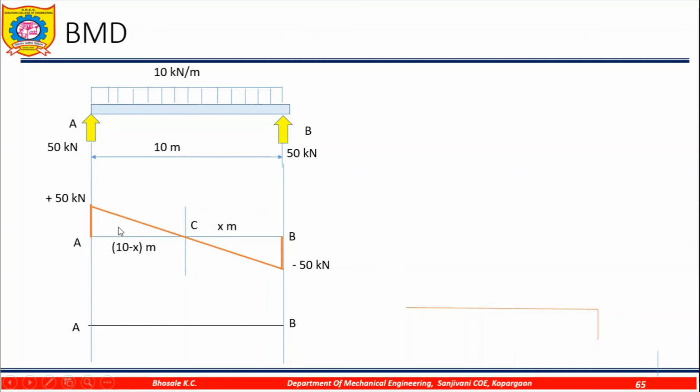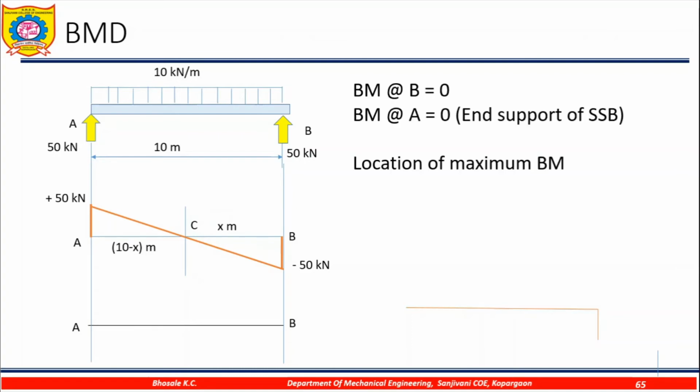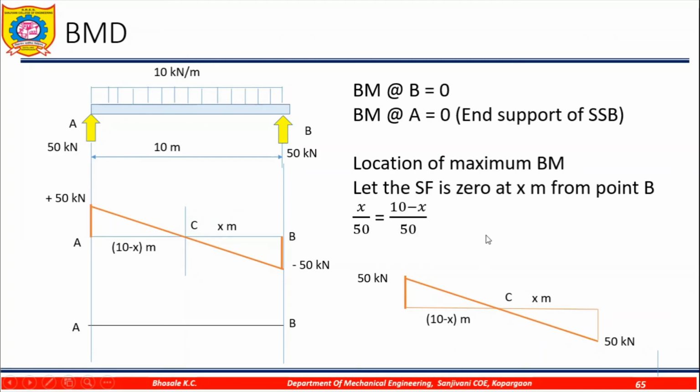Now there are two right angle triangles. We know that the ratio of height and base of one triangle will be equal to the ratio of height and base of the second triangle. So x is the base of the first triangle and 50 is its height, which equals the ratio of base and height of the second triangle. From that we can find x equals 5 meter. This is the location where the shear force is 0. We also know that when the shear force is 0, the maximum bending moment occurs at that point.